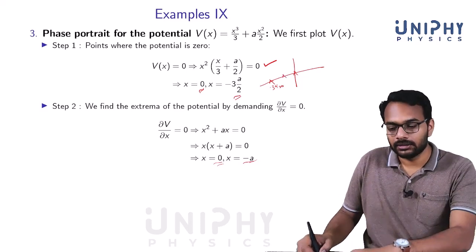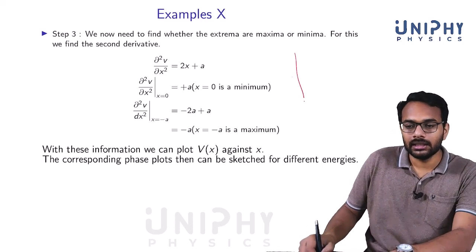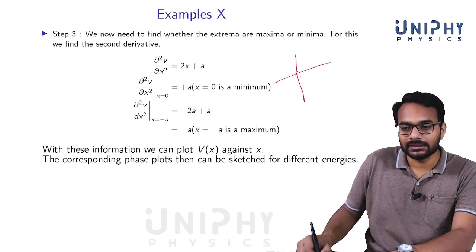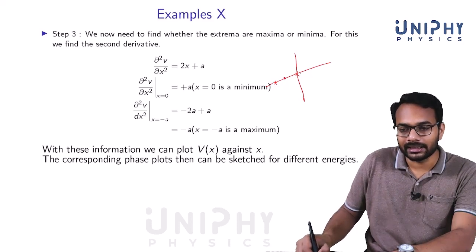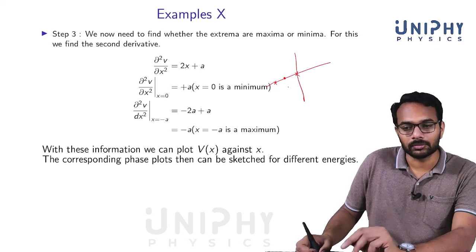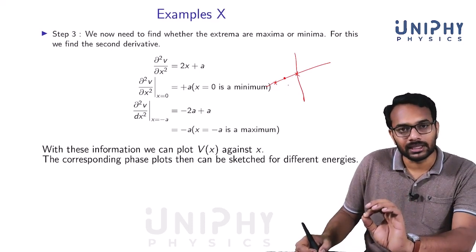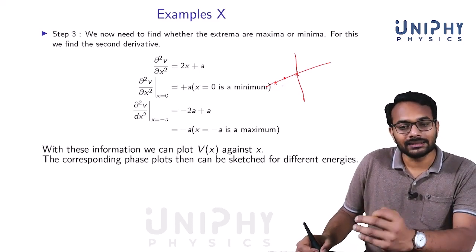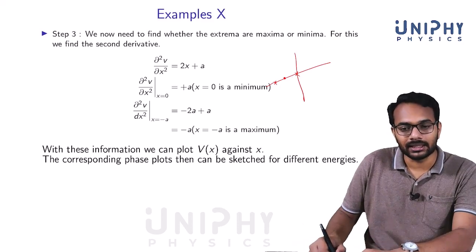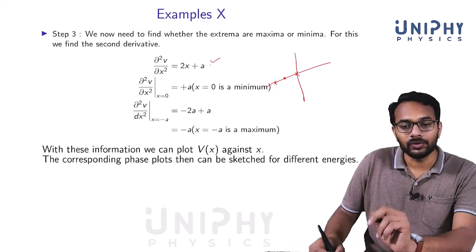So what do we have? Let me just repeat it here. We know that it's 0 here and we know that it's 0 at minus 3a by 2. For extremum points, at minus a it's an extremum, and at 0 also it's an extremum. Now we need to see what kind of extremum these are. So we take the second derivative, which is 2x plus a, and you check it at these extremum points.